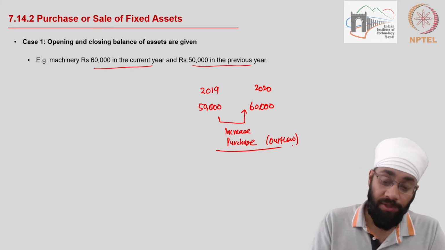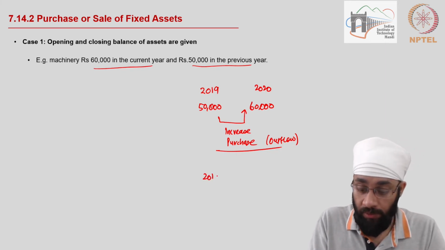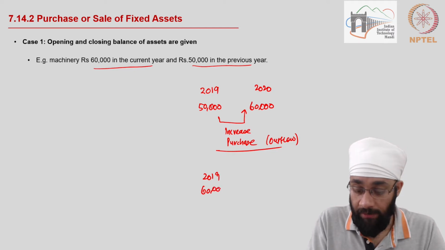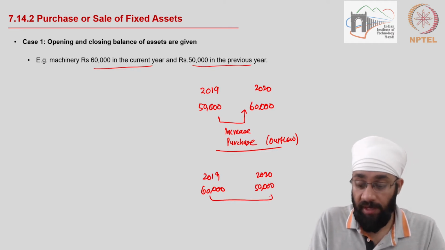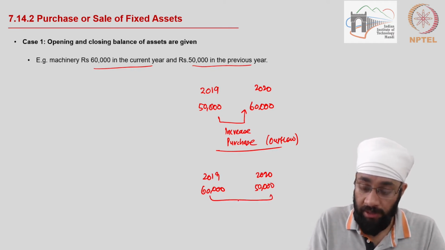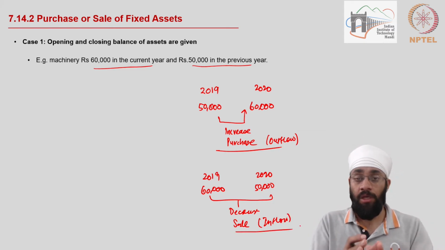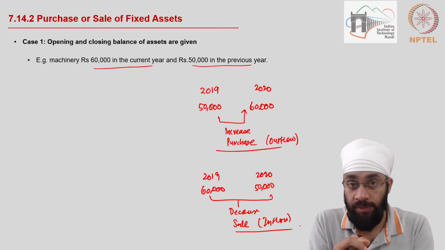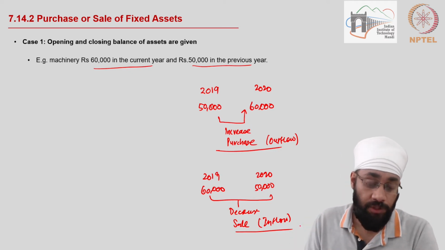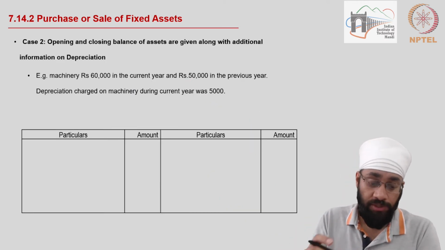The opposite of this could be that you have 60,000 at the beginning of the year and you have 50,000 at the end of the year. In this case, again, if you have no information, you can easily consider this decrease to be a sale of the asset and an inflow. Accordingly, show this as part of the investing cash flows, the second subsection of the cash flow statement. This is case 1. Let's go to case 2.